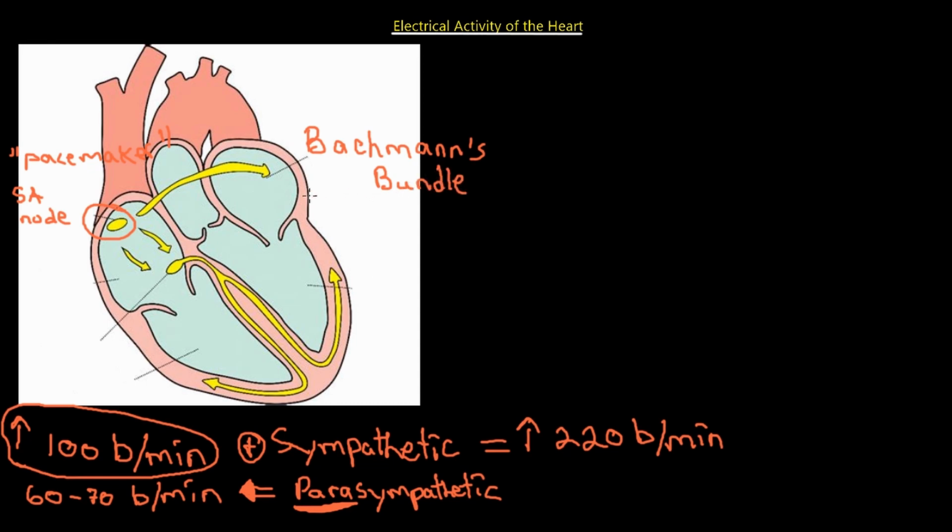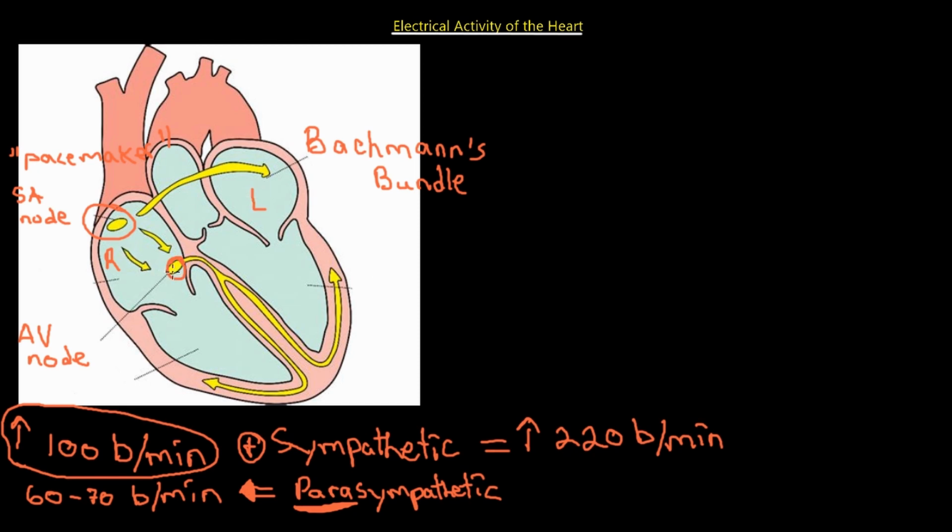And Bachmann's bundle is responsible for stimulating the left atria, and that's the right atria. So the SA node is always located in the right atrium. Now from here, it's also going to pass down the signal to another node called the AV node, atrioventricular node. And from this AV node, the atria, the right and the left, are going to contract simultaneously.